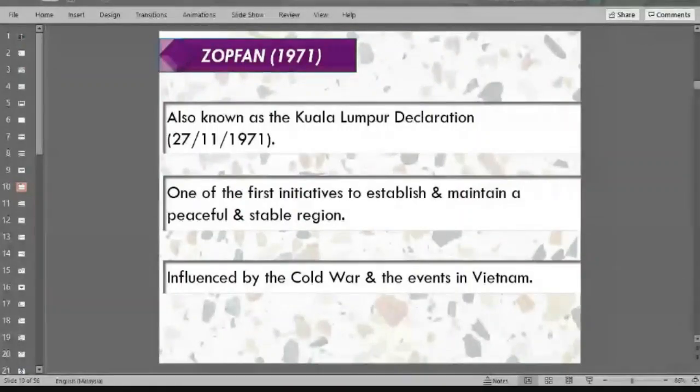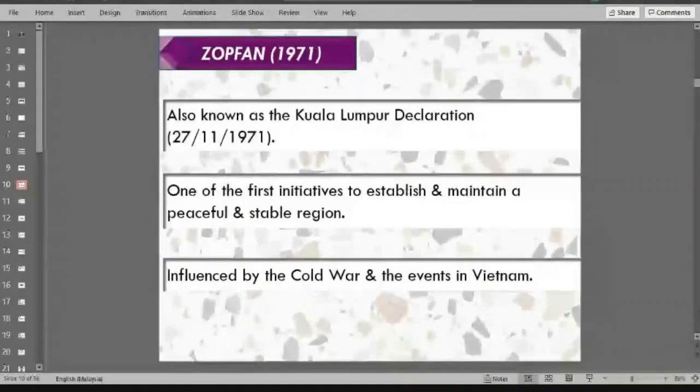And besides that, you also had the developments going on in Vietnam, with the conflict with the communist insurgents in Vietnam. So these events have influenced the idea of ZOPFAN, right, to make ASEAN into a zone that is neutral, ataupun rantau yang berkecuali, a region that is neutral. So these are the events that influenced the creation of ZOPFAN.